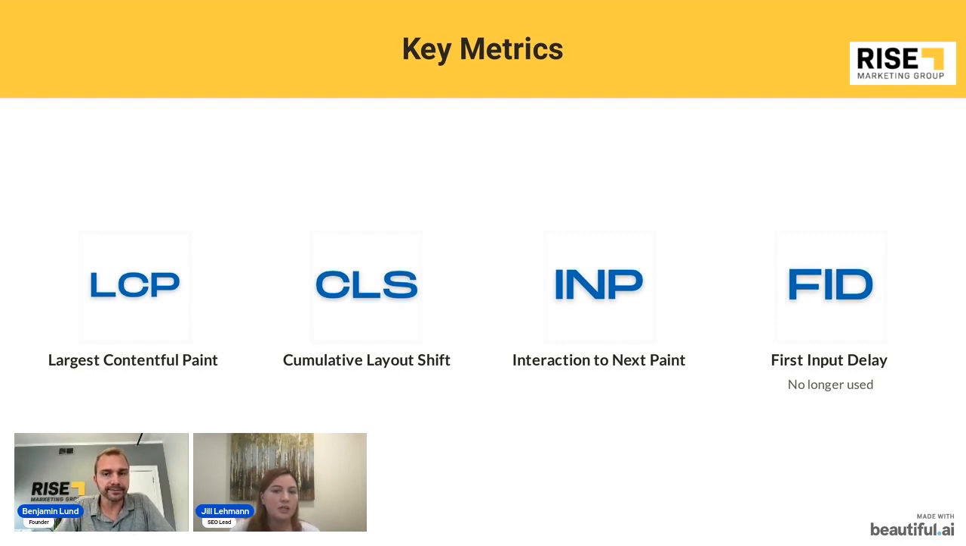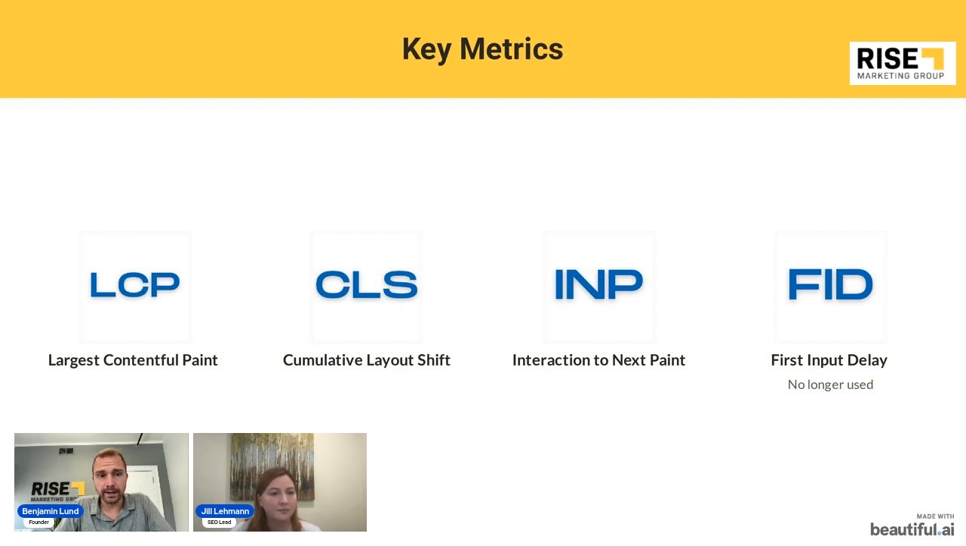There are 3 key metrics that make up Core Web Vitals. Right now, it's largest contentful paint, cumulative layout shift, and then interaction to next paint. Before March 2024, when it switched over, there was first input delay, which was also a key metric. That was replaced by interaction to next paint, which we can cover as well. But that was basically a better measurement of kind of the same data for responsiveness.